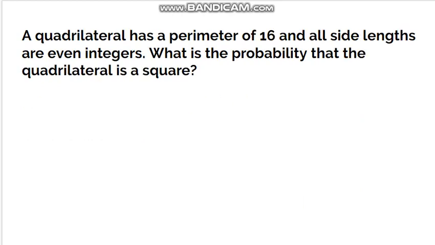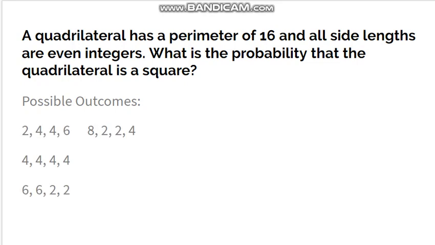And flip to the back for our last 2 exercises. This one's interesting. A quadrilateral has a perimeter of 16 and all side lengths are even integers. That means that they are whole numbers that are evenly divisible by 2. We want to know what is the probability that the quadrilateral is a square. So I did most of the heavy lifting for you. Here are the possible outcomes that fit even integers that add up to 16 for quadrilateral perimeter. So here are 4. There are 4 possible outcomes.